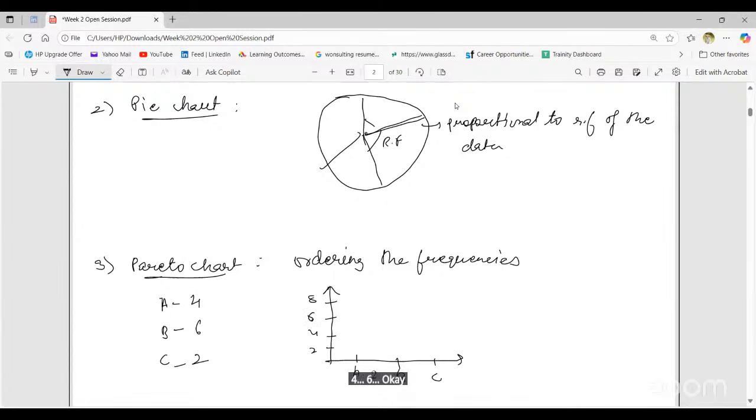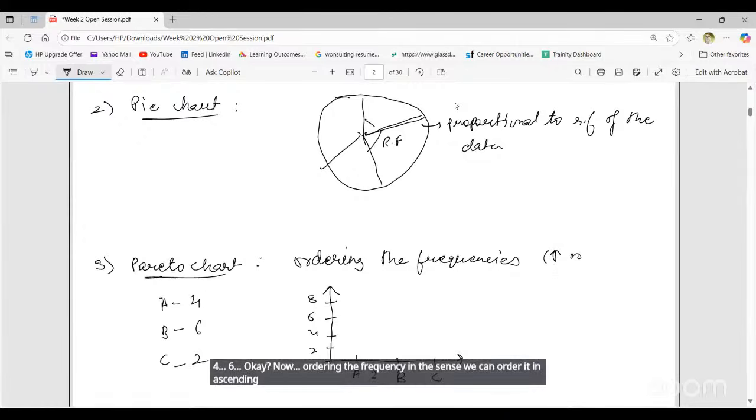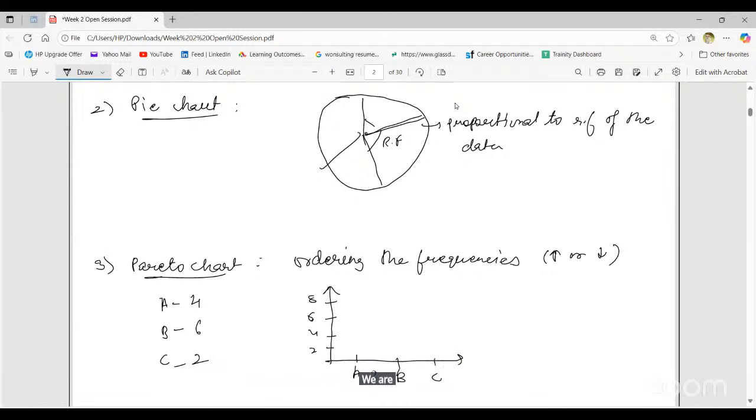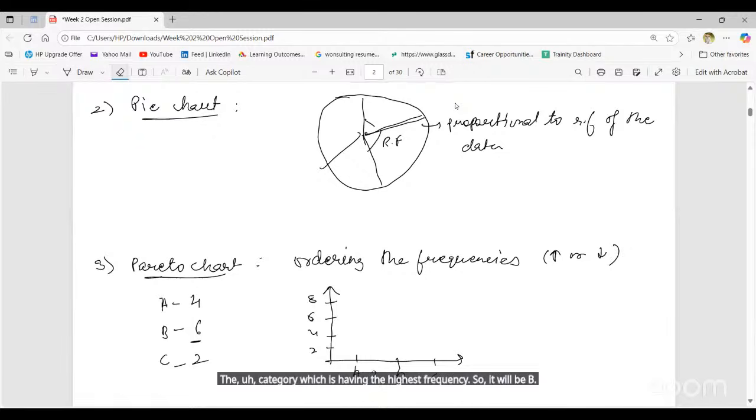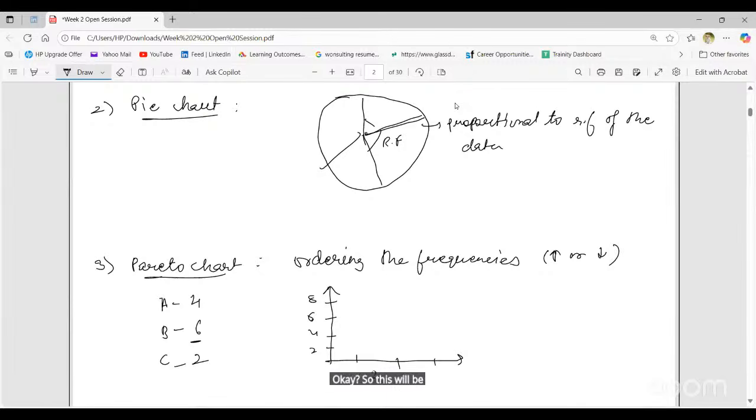Now, ordering the frequency, in the sense we can order it in ascending order or in descending order. Let's suppose we are doing this in descending order. So first comes the category which has the highest frequency. So it will be B, which is 6. Then comes A, which is 4. Then comes C, which is 2.